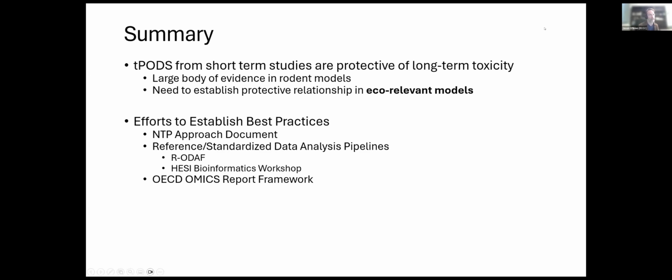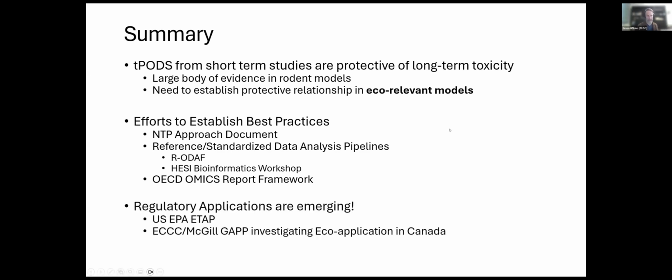The NTP, of course, has their published method. And there's been a lot of work in the bioinformatics area where some reference data analysis pipelines have been developed and some reporting frameworks have been created. And this has all helped to increase the confidence about the reproducibility of this technology. And because of this increase in confidence and the strong evidence supporting this, there are some regulatory applications starting to emerge, the first of which is the US EPA's ETAP, and hopefully Environment Canada and other countries are not too far behind.